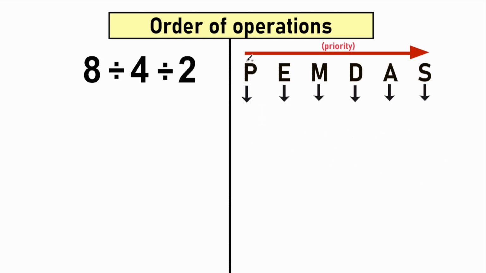So first of all, we need to know about letter P. Letter P stands for parentheses. So the high priority has parentheses, as you can see right here, this red line. So it means that from the left side, we have the higher priority elements, and on the right side, we have the lower priority, to be honest, yeah?